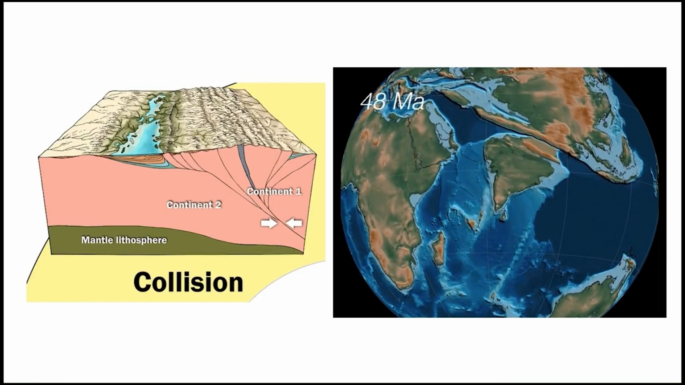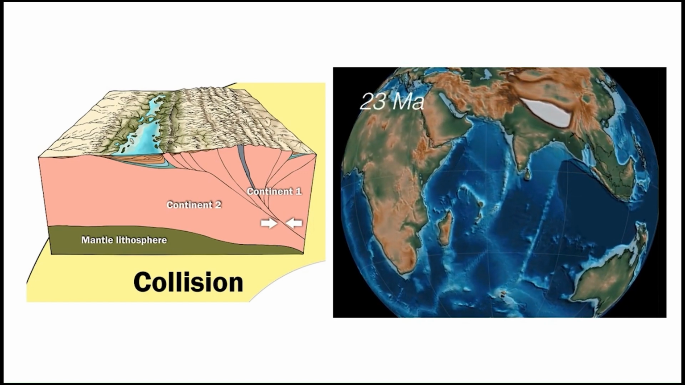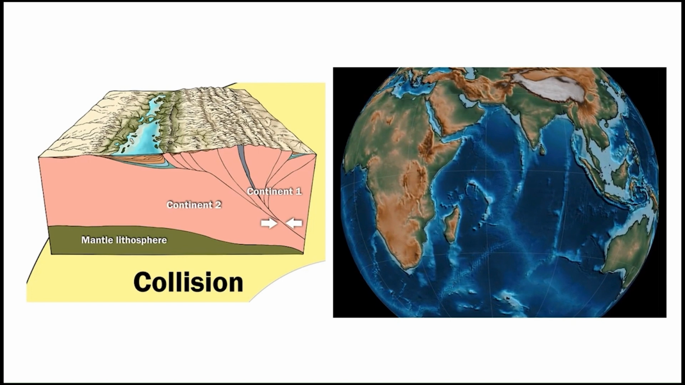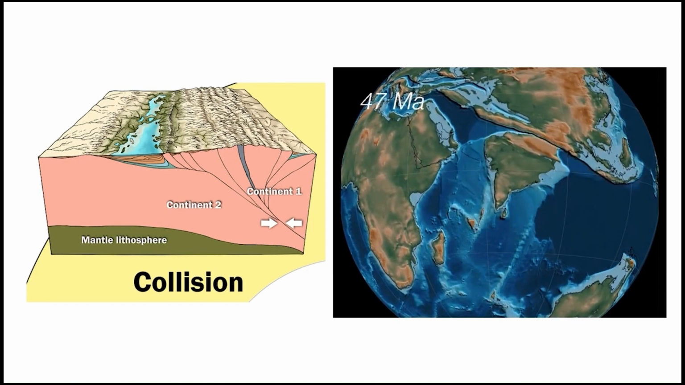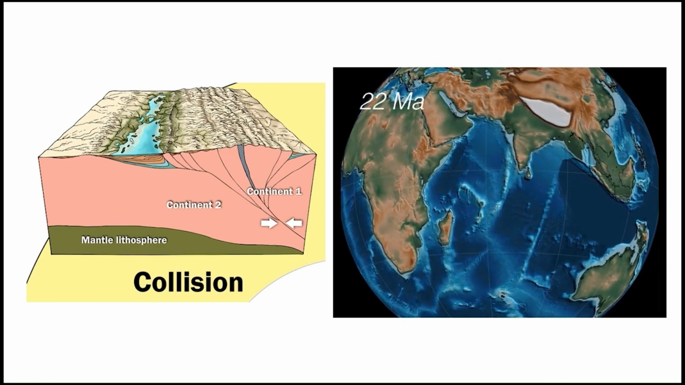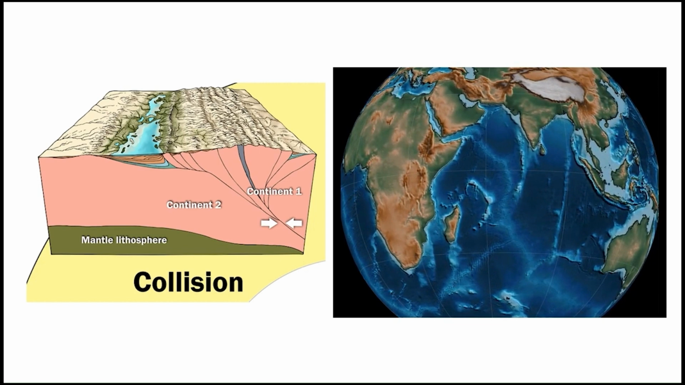The final stage of the Wilson cycle occurs when the continents finally collide to form a large mountain range. A good example of this is the modern Himalayas, where the Indian plate continues to collide with the Eurasian plate, closing an ancient ocean basin known as the Tethys Ocean. The animation on the right shows this collision.